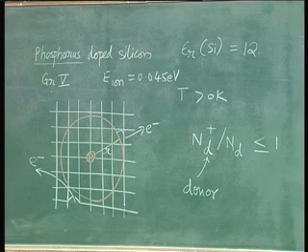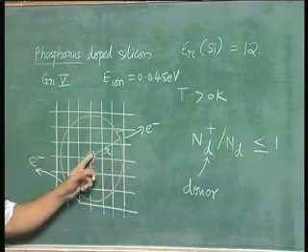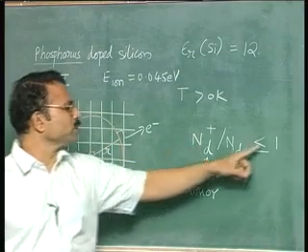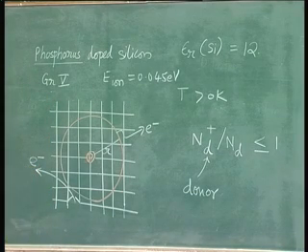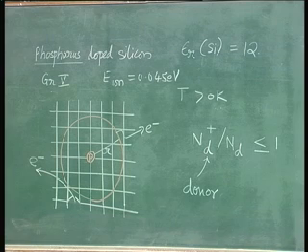We have seen this. So therefore at room temperature you will find all the impurities will be almost ionized, so Nd plus by Nd will be almost equal to 1, whereas the number of silicon atoms which are ionized will be very, very small, comparatively small.